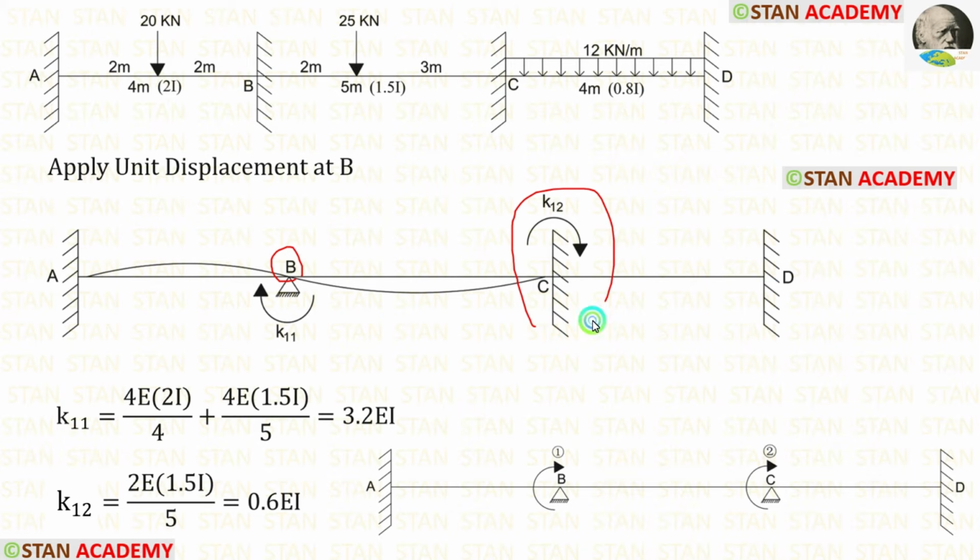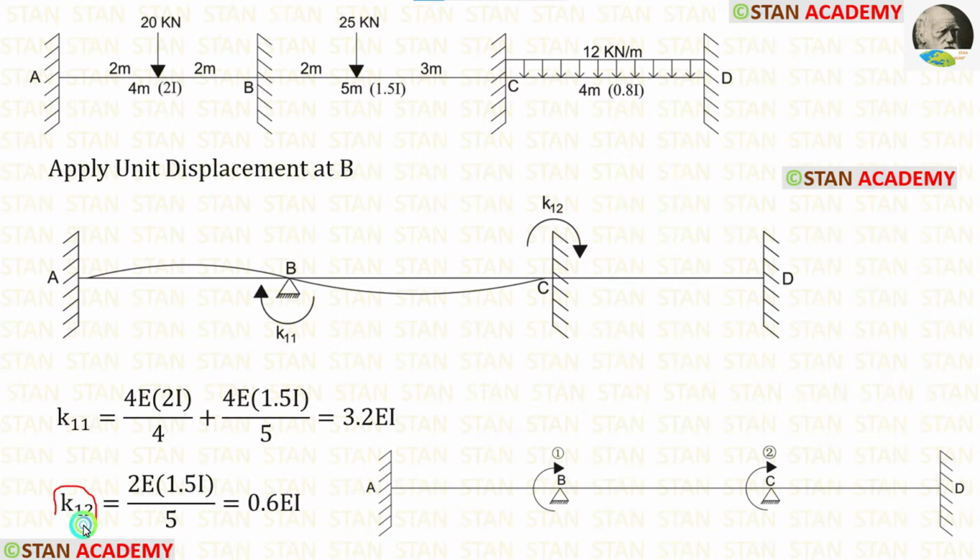On the right of B also, we are having a fixed support. So, we have to apply the same formula 4EI upon L. For BC, the moment of inertia is 1.5I. The length of BC is 5 meter. For K11, we are having two values. We have to add both of them. After adding, we are getting 3.2 EI.